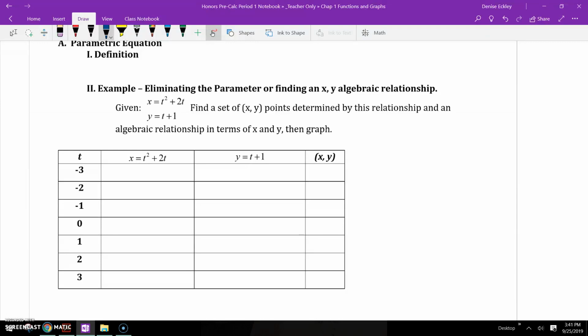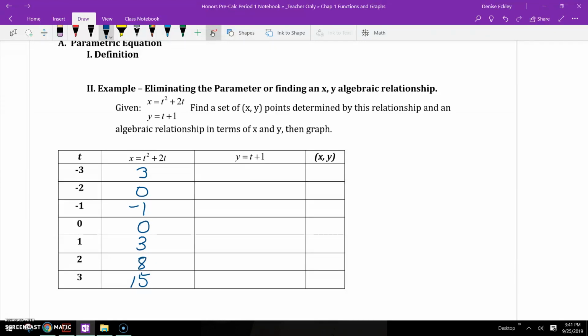So what we want to do is just substitute t into both relationships and then create our xy pairs. So I've already laid out the table and the t values, so I'm just going to fill those in. For first the x, if I substitute in the values -3 through 3, I get the following values. So I get 3, 0, -1, 0, 3, 8, 15.